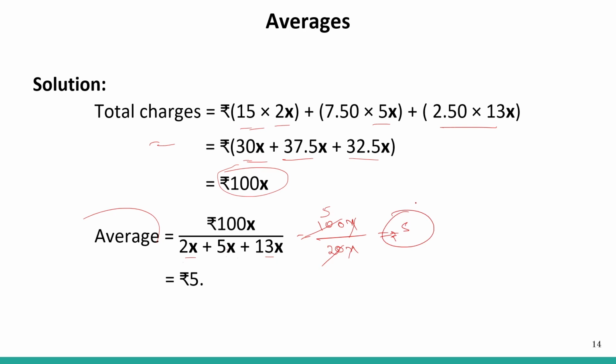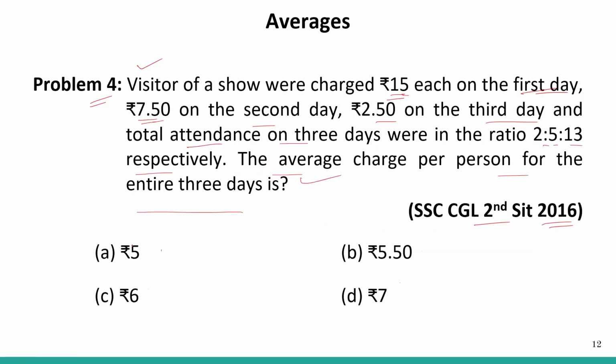So 5 rupees is the average that was charged on every ticket for the whole 3 days. So 5 rupees is the correct answer. Option A is the correct one. These are all wrong: 6 rupees wrong, 5.5 rupees wrong, and 7 rupees wrong. The only correct answer here is 5.